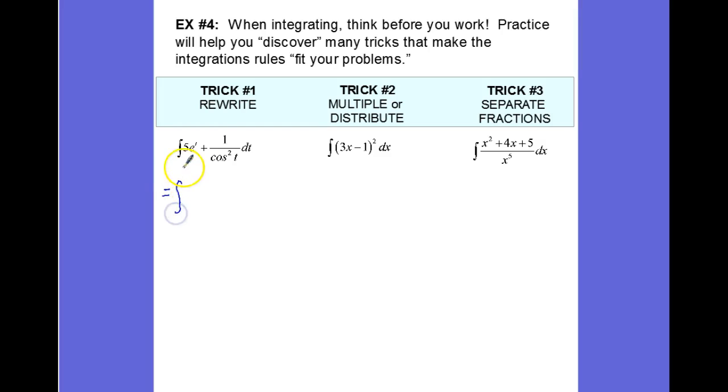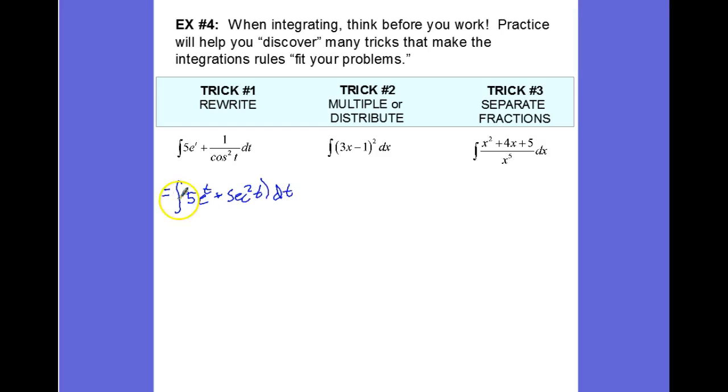Now honestly, I don't have much of a problem with 5e to the t. And the reason is we just found the antiderivative of e to the x only a few minutes ago in a previous example, but the 1 over cosine squared t just looks too hard. But this is a reciprocal. This is the reciprocal of cosine squared. And so if you think back to your trig identities, the reciprocal of cosine is secant. So we could rewrite 1 over cosine squared t as secant squared t.